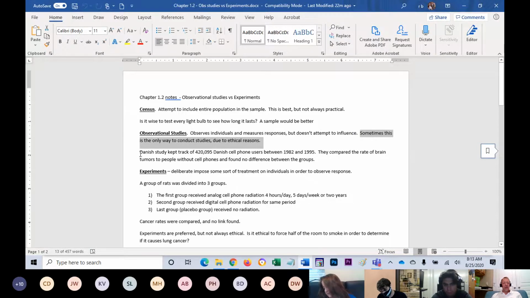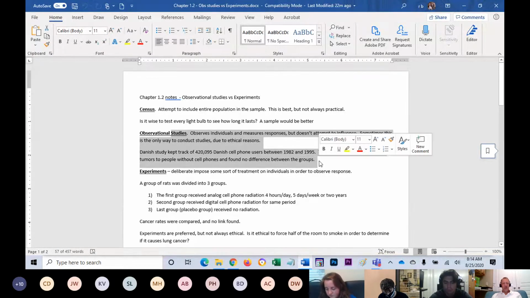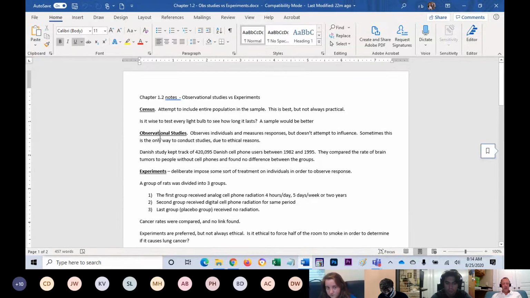So I'll give you an example. There was a Danish study that kept track of 420,000 Danish cell phone users between 1982 and 1995. They compared the rate of brain tumors in people without cell phones and found there was no difference between the groups. So this would be an example of an observational study. We're not forcing people to use cell phones, or taking away their cell phones. We're just observing and measuring. So it's important to say you don't attempt to influence.